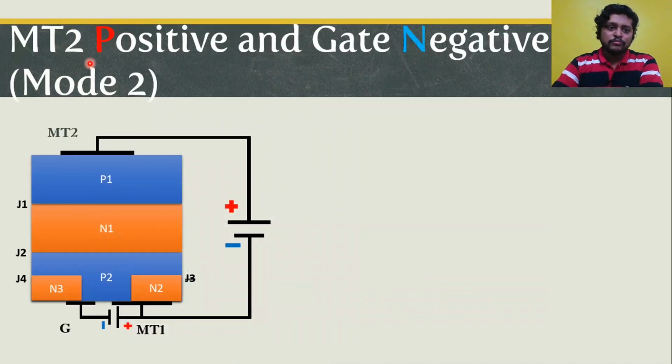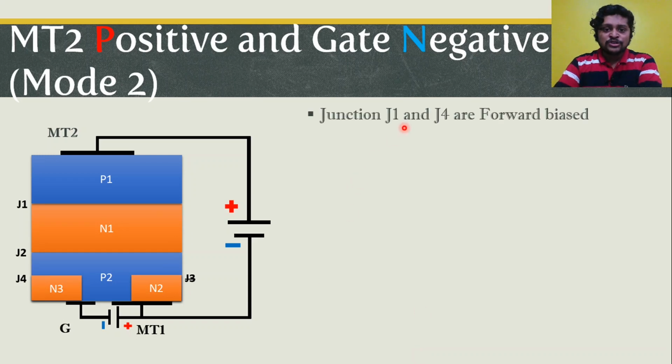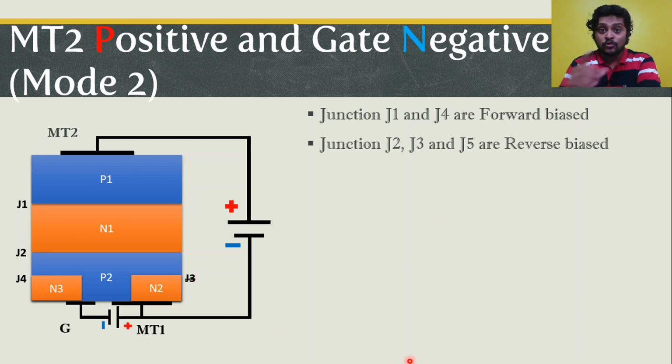In mode 2, now MT2 is connected to the positive potential, whereas the gate is connected to the negative potential. So we are keeping this battery biasing the same, whereas we have reversed the gate biasing. Now because of that, let's see which junctions will be forward biased and which junctions will be reverse biased. Now junctions J1 and J4 will be forward biased, whereas junctions J2, J3 and J5 will be reverse biased. In the previous condition, J3 was in forward bias condition.